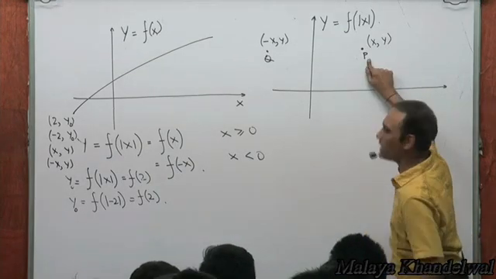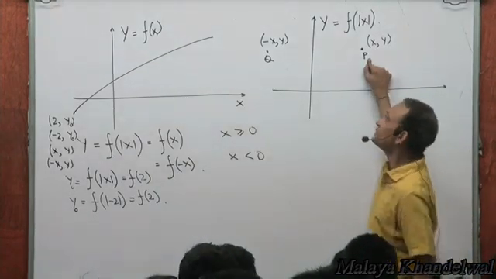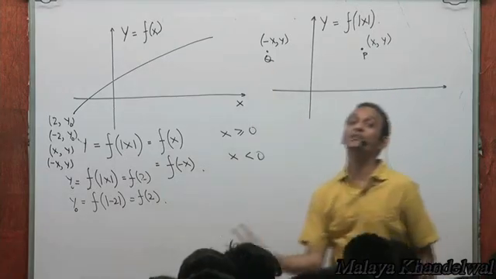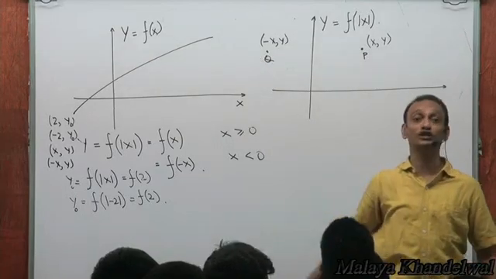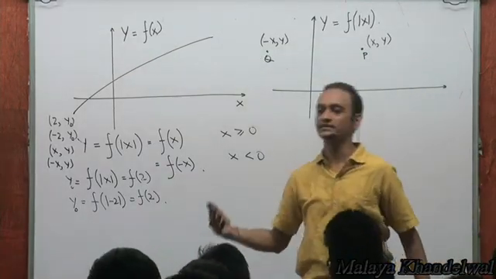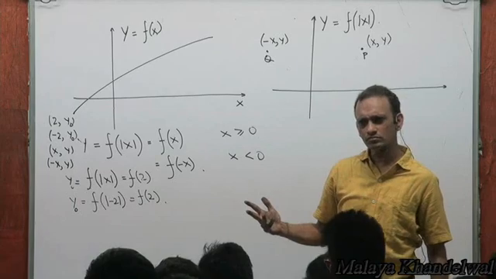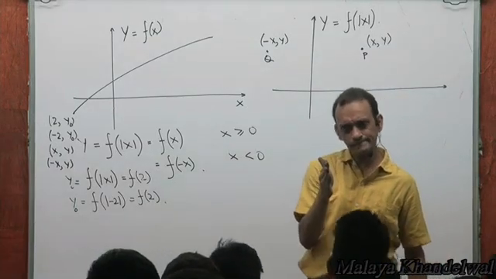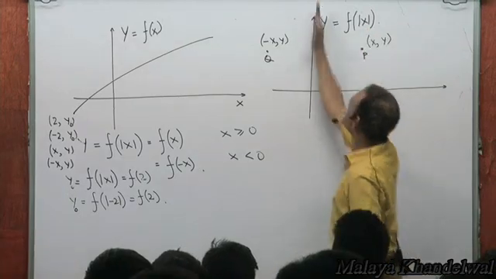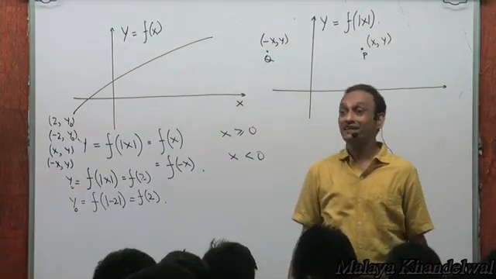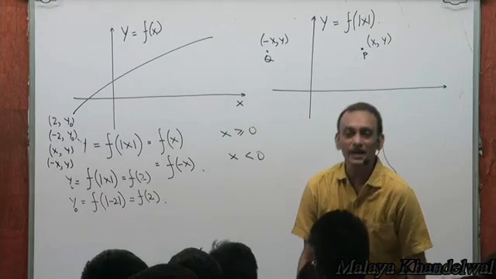If (x, y) is a point on the graph of the function, then (-x, y) will also be a point on the graph of the function, and P and Q are mirror images of each other about the y-axis. Yes or no? Right? That means this function will exhibit symmetry about the y-axis.